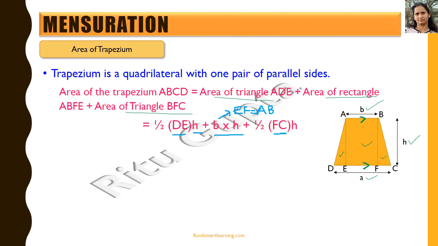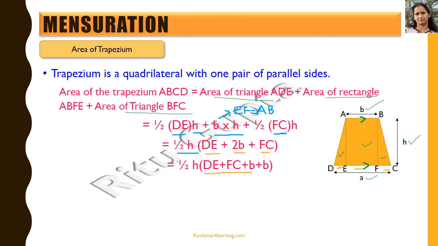So now we can clearly take H common. So we take actually half H common, so that we are left with DE plus 2B plus FC in the bracket. So now we know that A is nothing but DE plus EF plus FC. So this DE plus 2B plus FC can be written as DE plus FC plus B and plus another B. Now we know DE plus FC plus B is nothing but A. So we replace this with A.